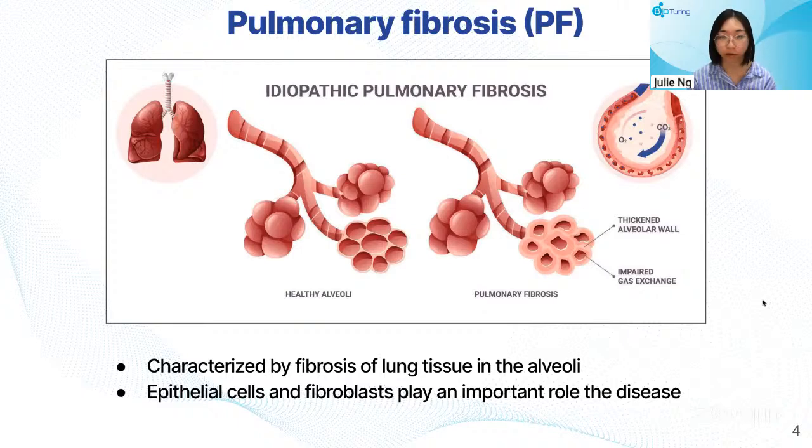For those of you who are not familiar with the disease, pulmonary fibrosis is a disease characterized by fibrosis, or overgrowth of fibrous tissue, in the lung, specifically in the alveoli. When we look at healthy alveoli, the air sacs are quite large and the walls of the tissue are quite thin, making gas exchange really easy. However, in pulmonary fibrosis patients, the walls have thickened significantly, and this impairs gas exchange between the blood and the lung tissue. Some of the key players in the disease are epithelial cells and fibroblasts. These are known facts about pulmonary fibrosis.